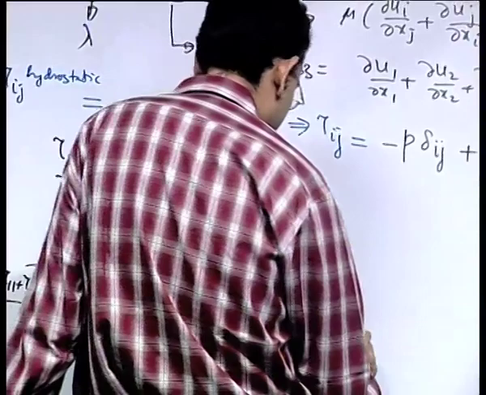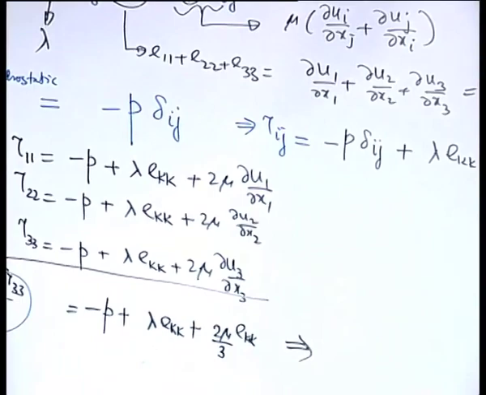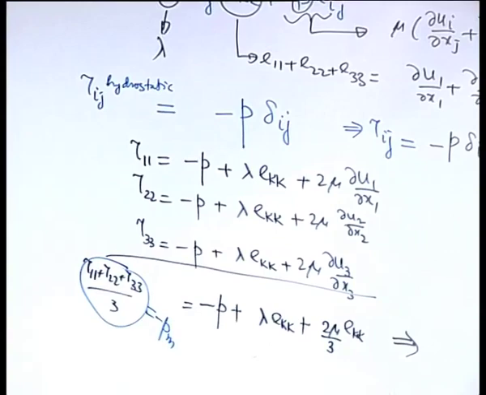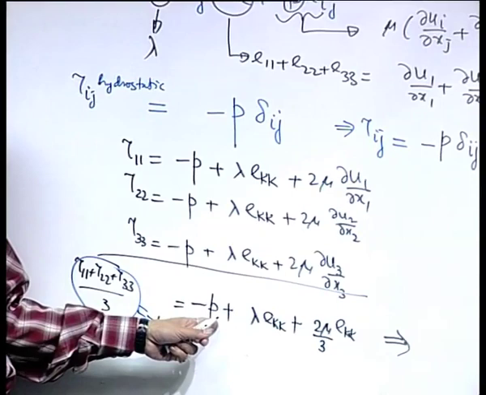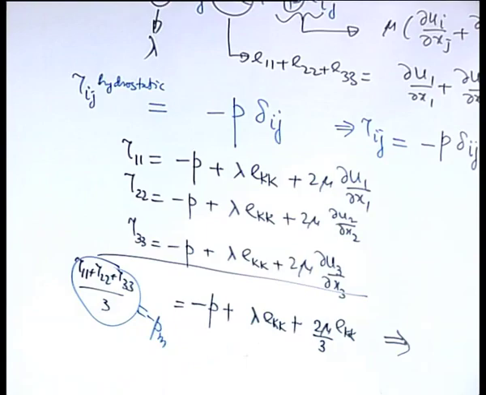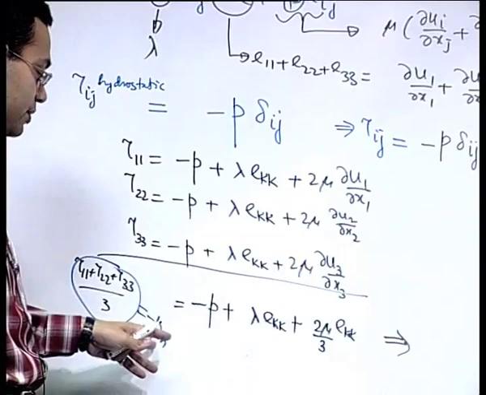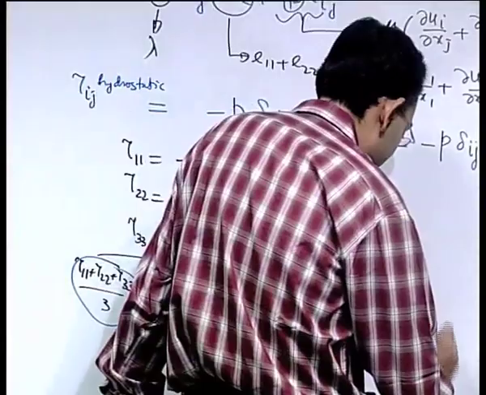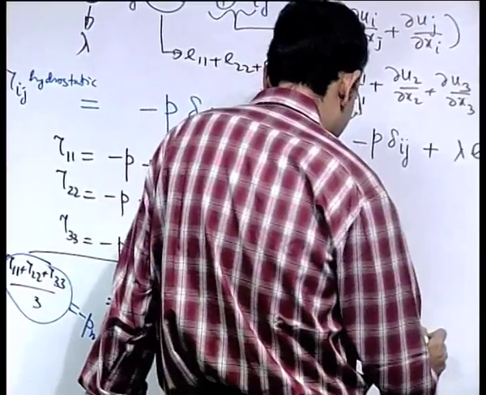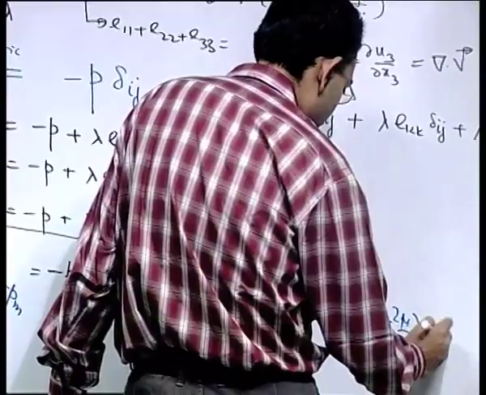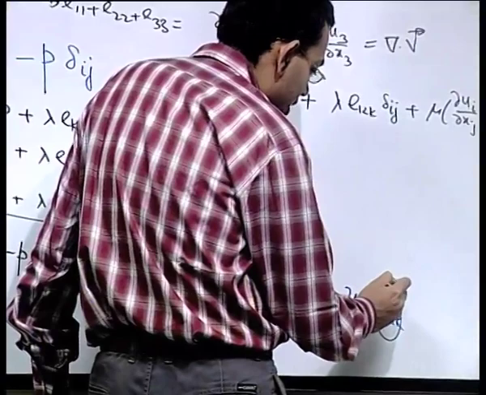Before simplifying, we just give a name to this one. This we call as minus of mechanical pressure. We can see in the right hand side there is another pressure term which appears. This we call as thermodynamic pressure. That is a pressure which satisfies the equation of state of the fluid. So here you have the thermodynamic pressure, here you have the mechanical pressure, and they are related in this way. So minus mechanical pressure is equal to minus thermodynamic pressure plus lambda plus 2 mu by 3 into ekk. In vector notation, ekk is nothing but divergence of the velocity vector.